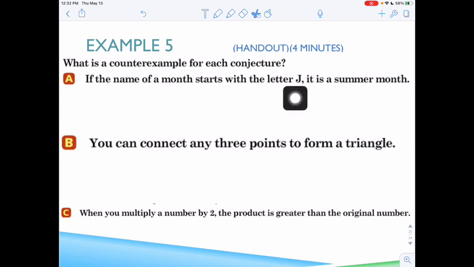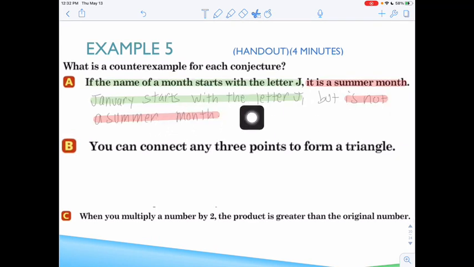There are many examples where this is true. For example, June is a month that starts with the letter J, and it is a summer month, so is July. However, January starts with the letter J, but is not a summer month. So the conjecture is false. Not all months that start with J are summer months.